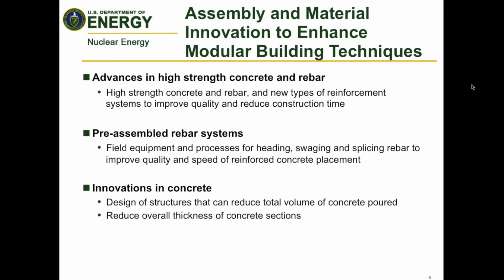Under the assembly and material innovation to enhance modular building techniques, we're looking at advances in high-strength concrete and rebar, new types of reinforcement systems to improve quality and reduce construction time. Then we have pre-assembled rebar systems. We're looking for field equipment and processes for heading, swaging, and splicing rebar to improve the quality and speed of reinforced concrete placement. Under innovations in concrete for modular building, we're looking for design of a structure that can reduce the total volume of concrete and also reduce overall thickness of concrete sections.